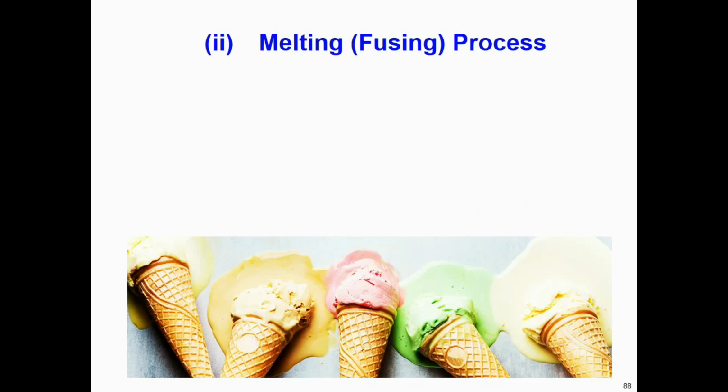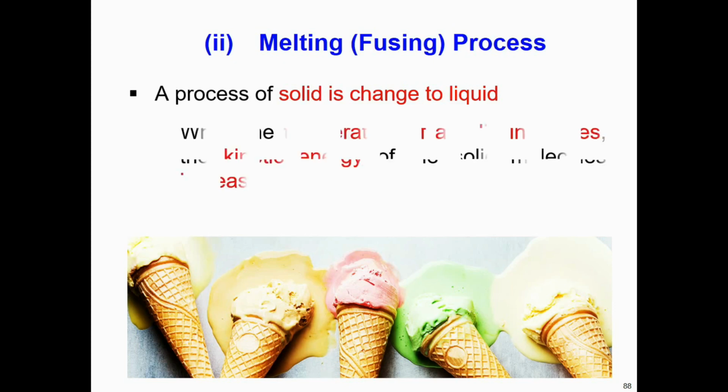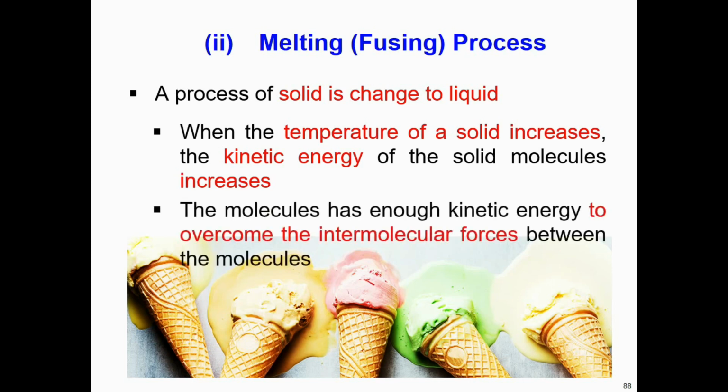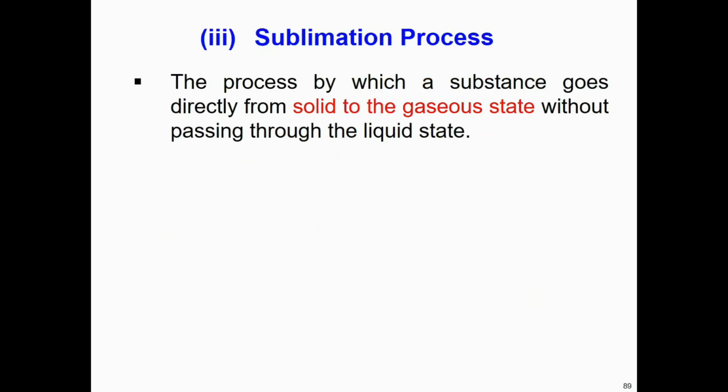Now let's look at the next process, which is melting. Melting is a process when solid turns into liquid. When the temperature of solid increases, the kinetic energy of solid molecules will also increase. The molecules have enough kinetic energy to overcome the intermolecular forces between the molecules. Therefore, the solid molecules turn into liquid.